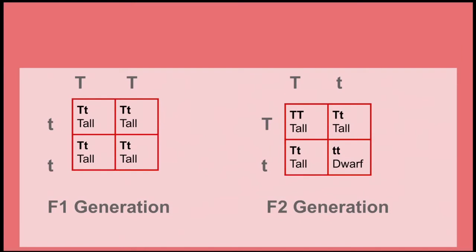Let's try to understand the experiment done by Mendel with the help of Punnett's square. He took homozygous tall pea plant and homozygous dwarf pea plant. These are the gametes of homozygous tall plant, these are the gametes of homozygous dwarf plant. When they were cross-pollinated, all the plants were found to be tall. Now, these were allowed to self-pollinate.